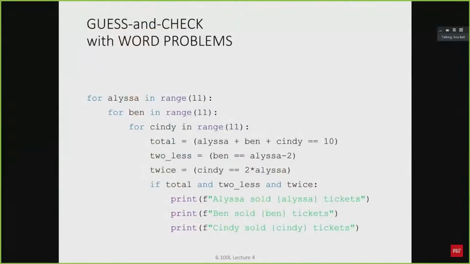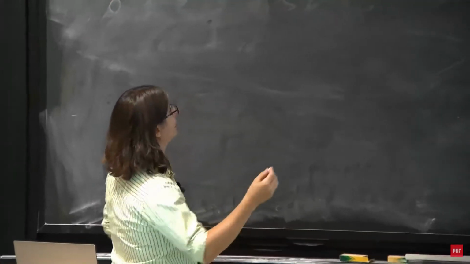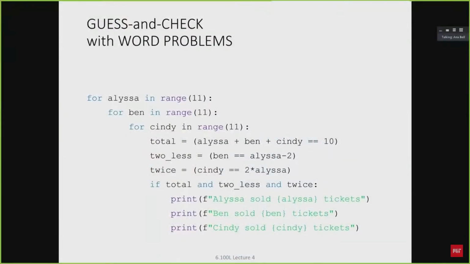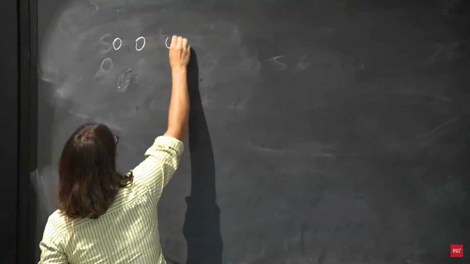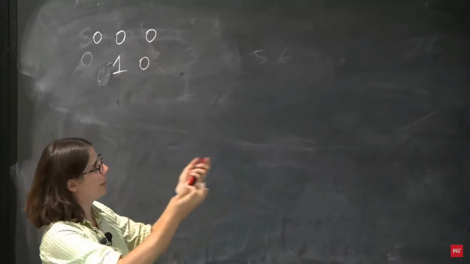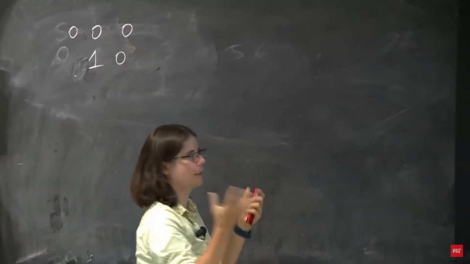Here's some code that could solve this problem for us. I'm basically figuring out all the possible combinations for tickets that Alyssa and Ben and Cindy could sell, right? So I've got 3 loops, each nested. Alyssa can sell 0, 1, or 2 tickets, and so on. For every one of those, Ben can sell 0, 1, or 2 tickets. So Alyssa can sell 0, Ben can sell 0, Cindy can sell 0; Alyssa 0, Ben 1, Cindy 0, and so on. So we're basically having these 3 for loops that make all the possible combinations of tickets.